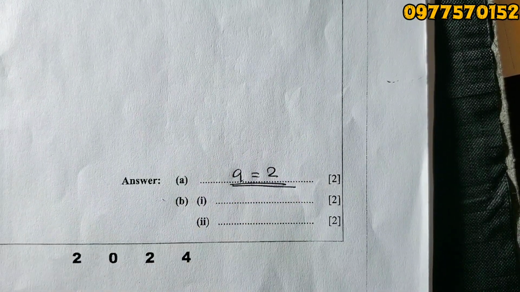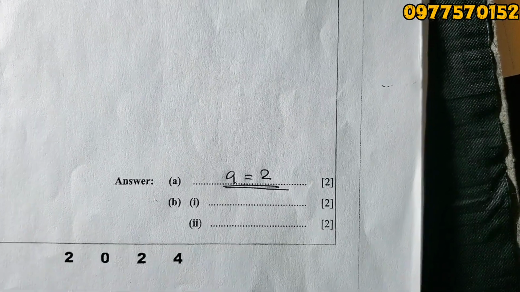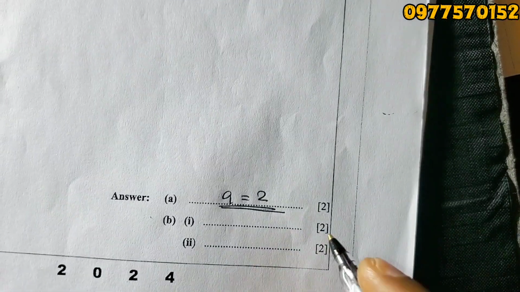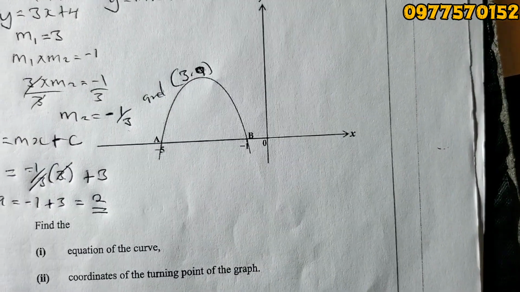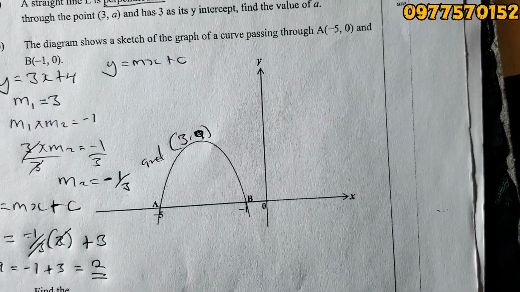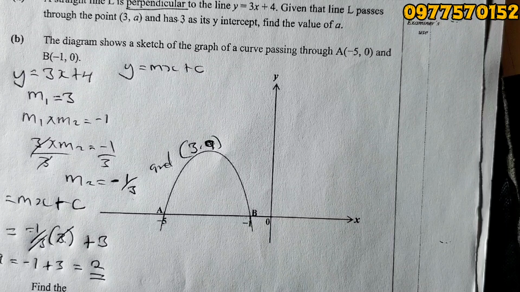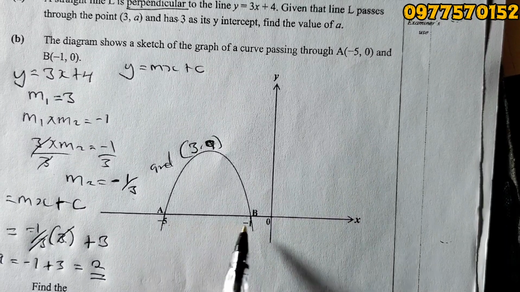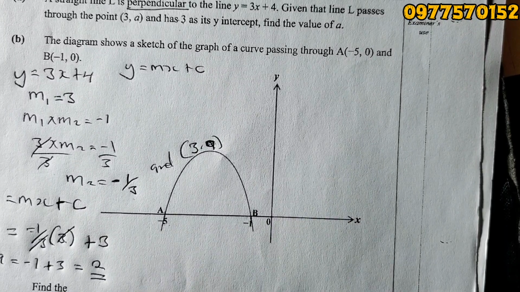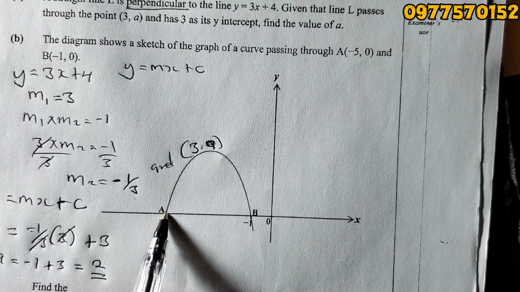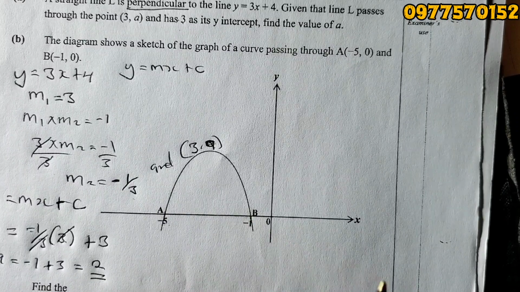Very, very simple. Now, let's solve this question, which carries 4 marks. So check the diagram here. The diagram below is a sketch of a graph of a curve passing through A and B. A is (-5, 0). B is (-1, 0). Simple.